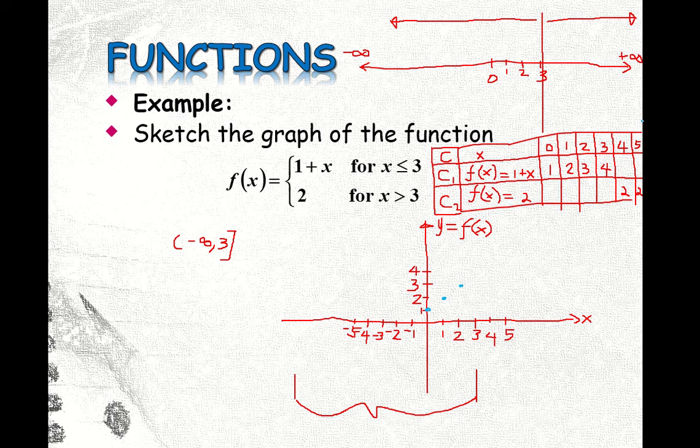Then when x equals 3, f of x is equal to 4, so it is somewhere here. Now when x equals 4, we are in condition number 2. So x is greater than 3, 4 is greater than 3, therefore f of x is equal to 2, so it's here.